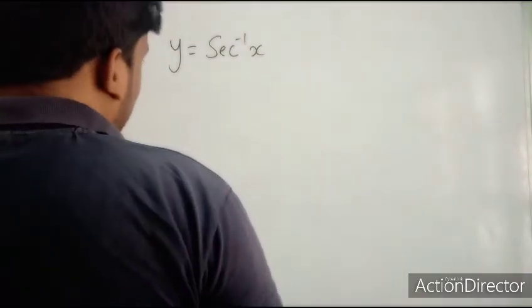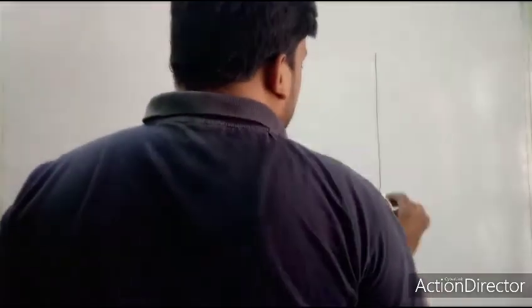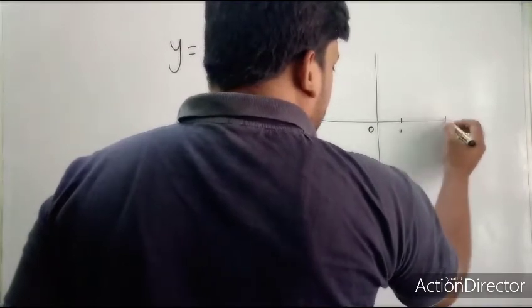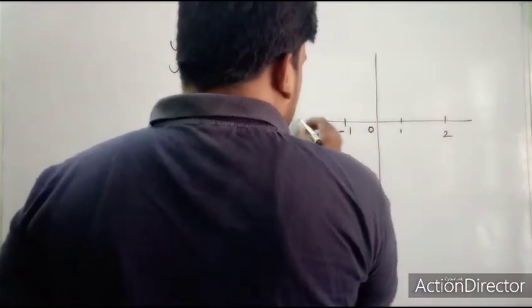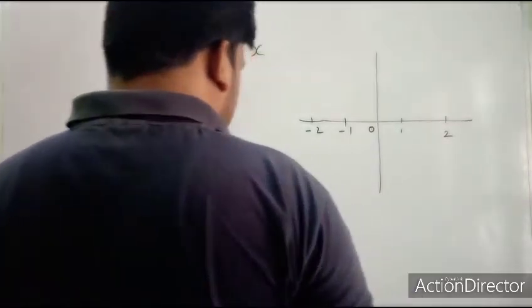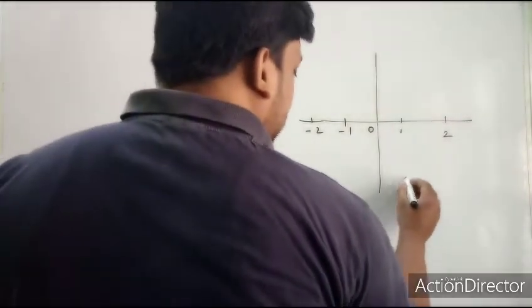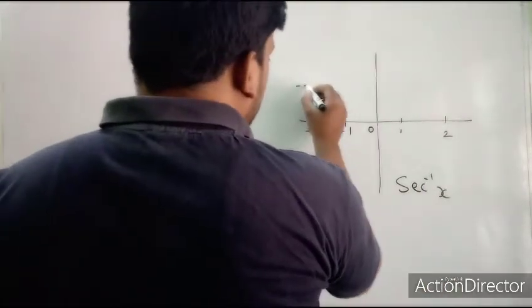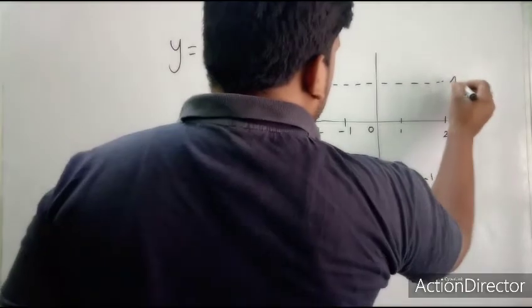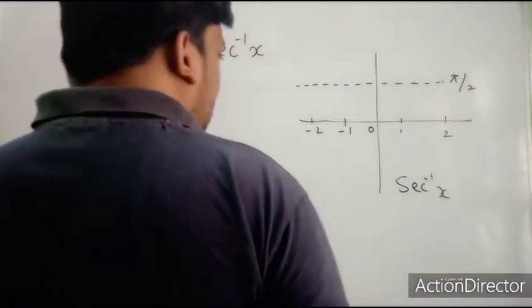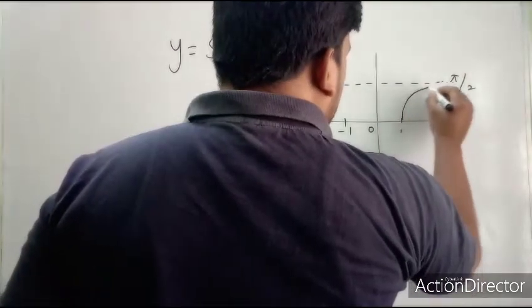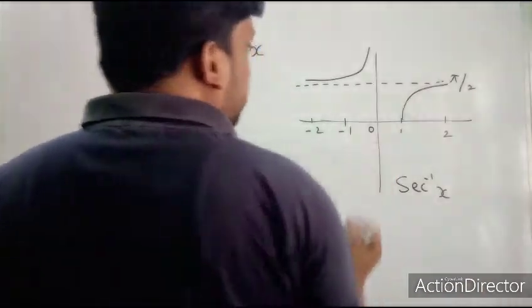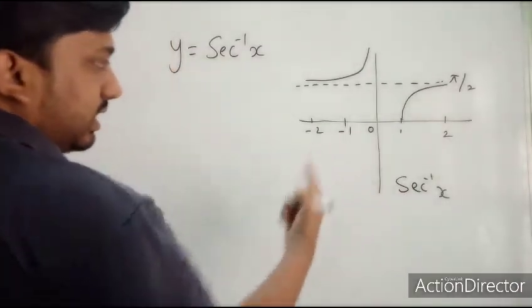So to find the domain and the range, first of all, let me see what's going to happen with respect to the graph. So we have 0, we have 1, we have 2, we have minus 1, we have minus 2, and it goes like this. So for secant inverse x, somewhere here you will be getting pi by 2. So understand carefully, this is the graph, and from 1 the curve will be going like this, and here also it will be going like this. This is pi by 2 and this is the secant inverse graph.